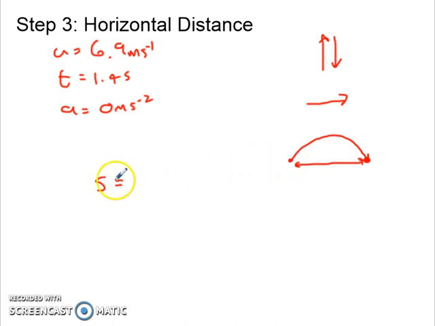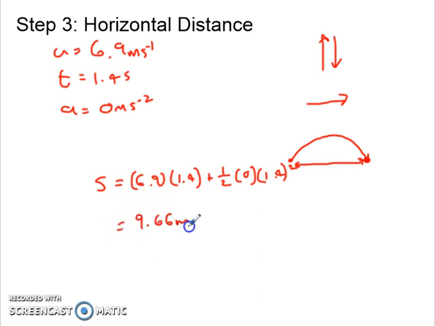So S equals ut, or 6.9 times 1.4, plus half times acceleration, which is 0, times t squared, or 1.4 squared. When you calculate this, the whole right side just cancels because you times it by 0. If I just go 6.9 times 1.4, I'm going to get 9.66 meters. So this rocket should travel 9.66 meters.